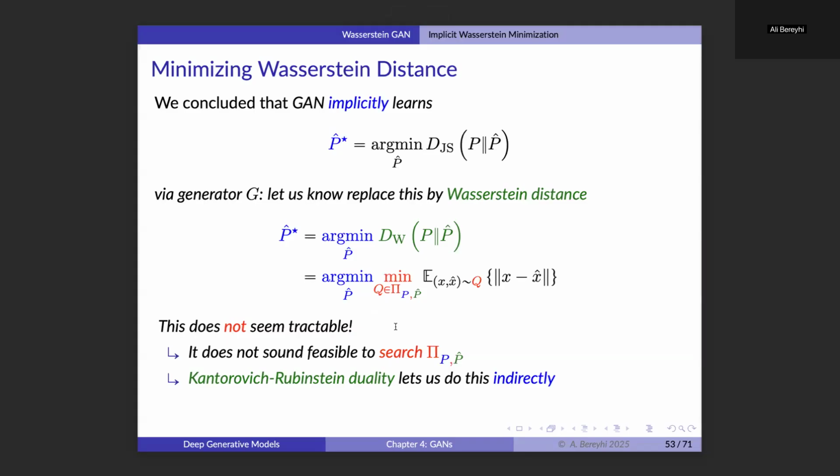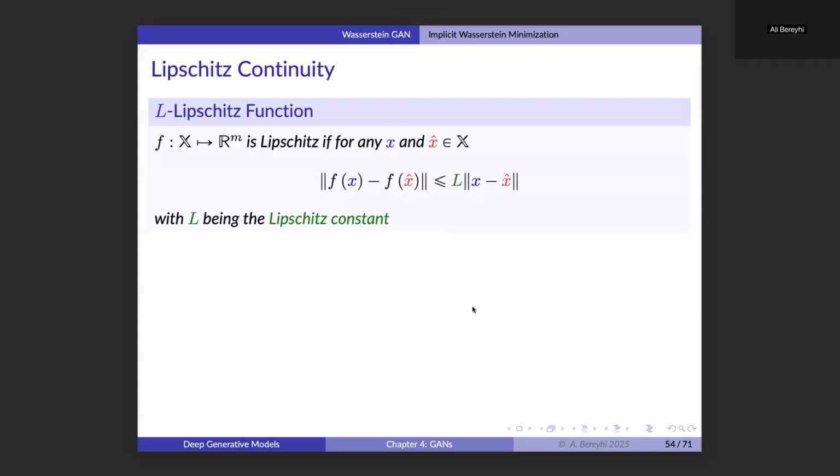Now, let's take a look at this one. So first, let's get rid of this issue with Q. It's pretty much impossible to search over such a space of pi, and we want to do this inner minimization in some alternative form. And this is where we're going to need the Kantorovich-Rubinstein duality. Now, to define Kantorovich-Rubinstein duality, we need a bit of preliminaries. So the first thing is Lipschitz continuity.